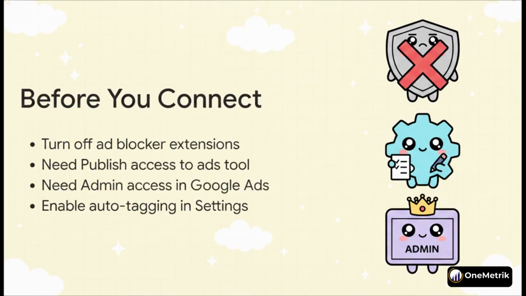First up, completely turn off any browser ad blocker extensions you might be running. These things notoriously block the background tracking scripts we need during the initial setup. Inside HubSpot, the user making the connection needs publish access to the ads tool. Over in Google Ads, you absolutely must have admin access. Read-only just isn't going to cut it. It will stop you in your tracks. And finally, go in and ensure auto-tagging is enabled in your Google Ads account settings. If it's not on, those vital GCLID fingerprints we just raved about won't even generate.